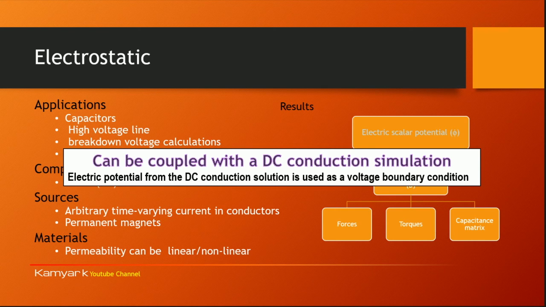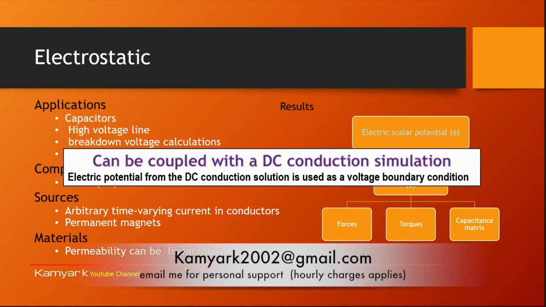You might ask, what is DC conduction simulation? The DC conduction simulation is the equivalent of the eddy current simulations, which is the AC version of electrostatic simulation. So you can actually connect the DC version to the AC version and use the results of the DC calculation as the boundary voltage for the AC simulations. We will get to those applications later on, but it is good to know that this capability exists.